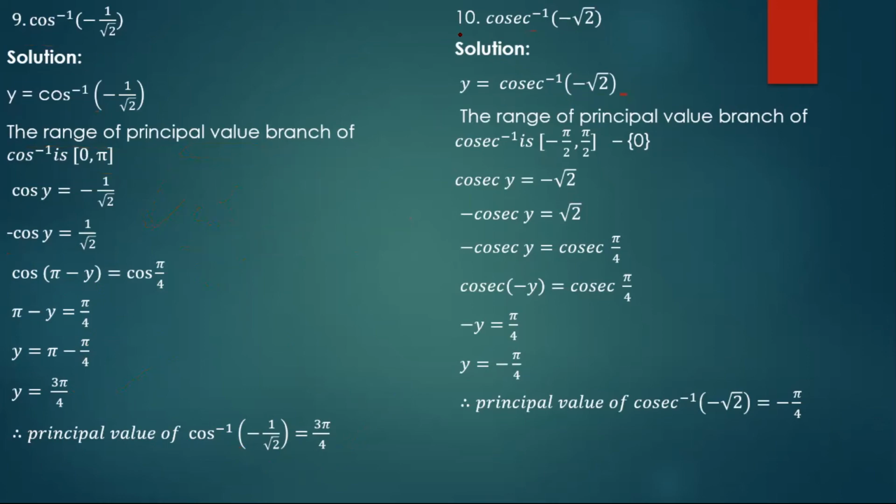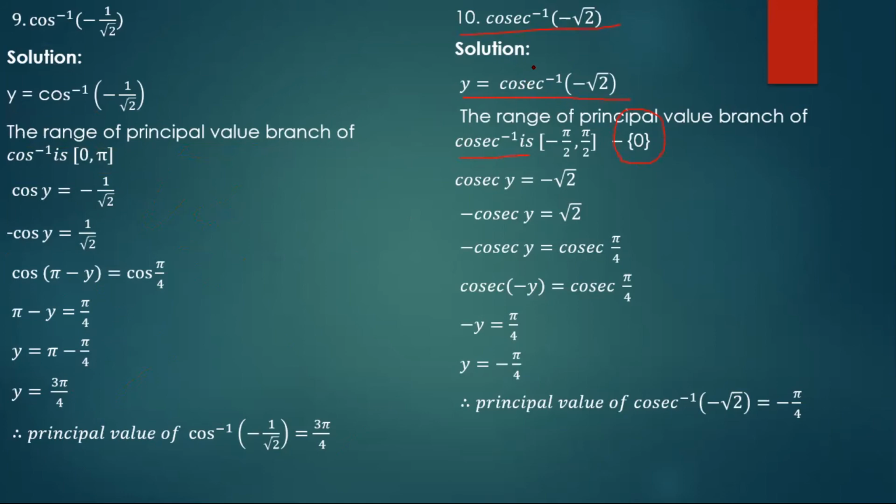So your 10th problem is cosec inverse negative root 2. Solution: let y equal to cosec inverse negative root 2. The range of the principal value branch of cosec inverse is negative pi by 2 to pi by 2, minus 0. Why? At 0, cosec inverse is not defined.